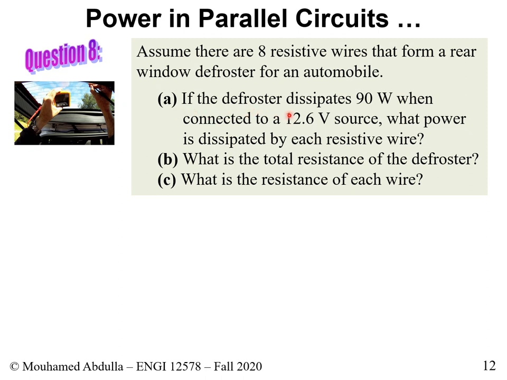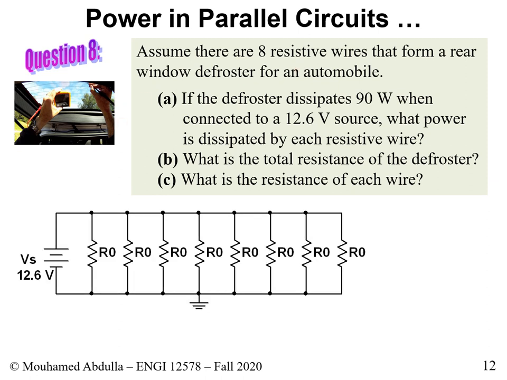So if the defroster dissipates 90 watts, the entire defroster dissipates 90 watts when connected to a 12.6 volt DC. So if it is connected to a 12.6 DC source, it will consume 90 watts. Now the question that we ask is, what power is dissipated by each resistive wire? We are told that there are 8 wires, and we know that they are connected in parallel.